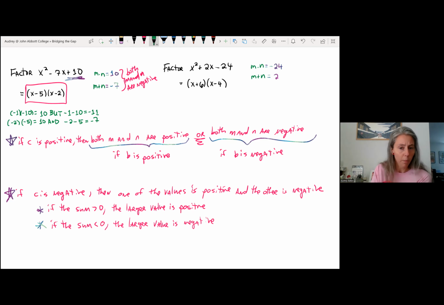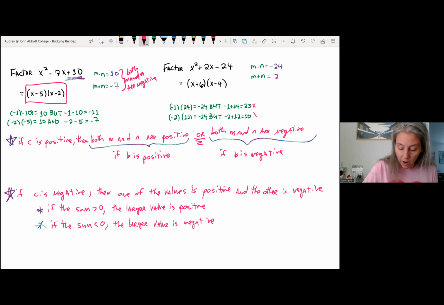Now, again, if you had trouble, we can think about this as 24 divided by 1. So 1 times 24 is 24. We know that in this case, we want the larger value to be positive. So we'll do negative 1, and that is negative 24, but negative 1 plus 24 is equal to 23. So that doesn't get us there. 24 divided by 2, in this case my 2 is going to be negative, is 12. So we have negative 24 again, but negative 2 plus 12 is equal to 10.